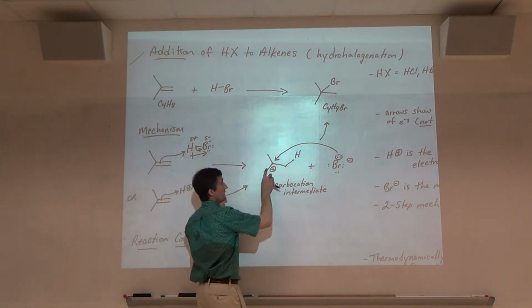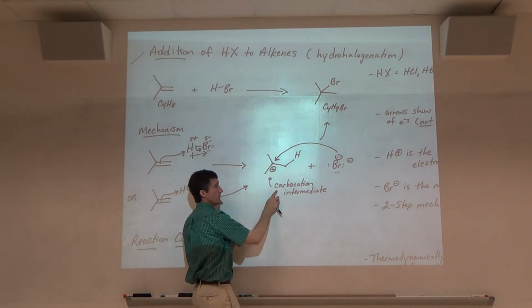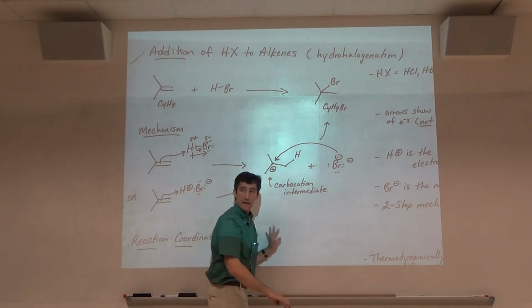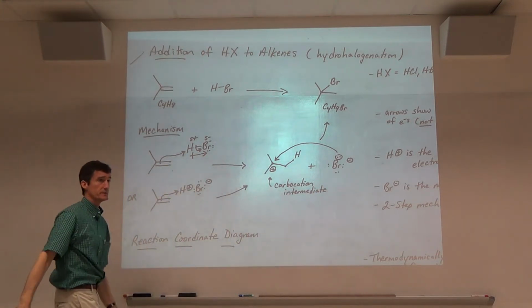And so we're left with this, and we call a carbocation, a carbon with a positive charge, an intermediate. And then there's that Br minus that got formed. We've got a couple of questions.